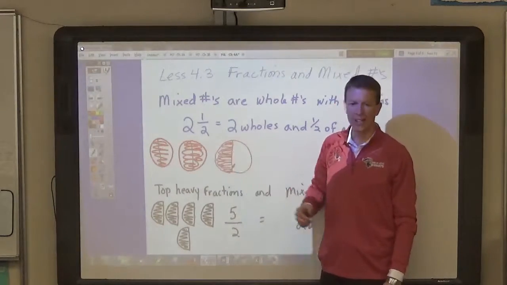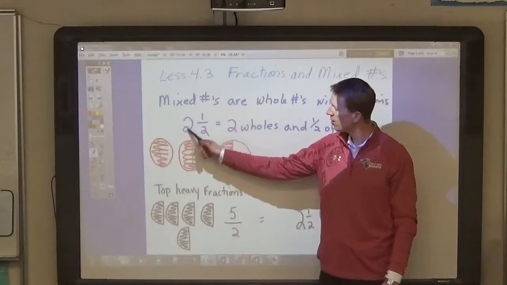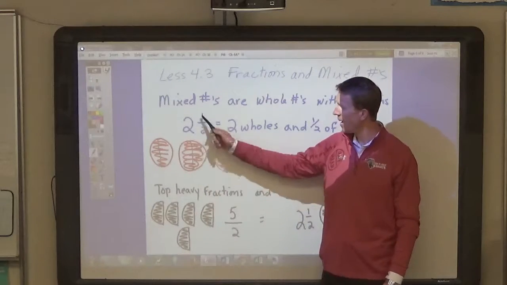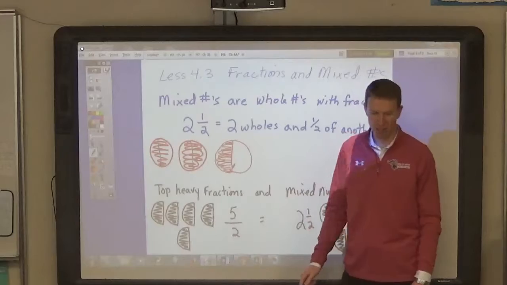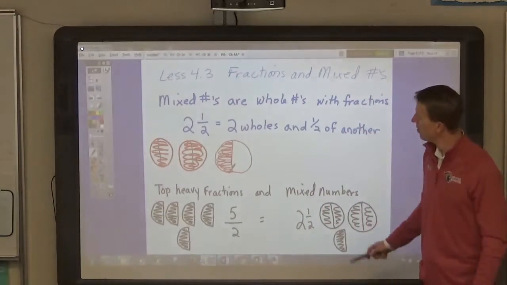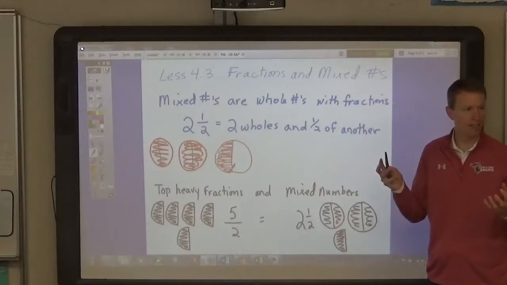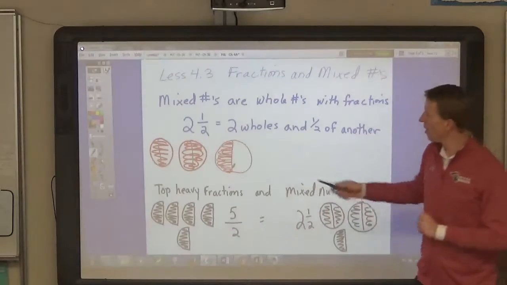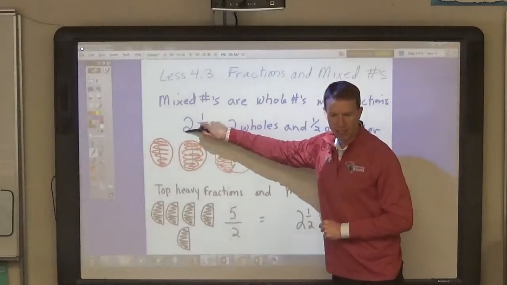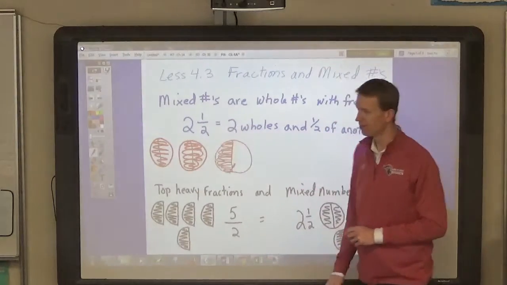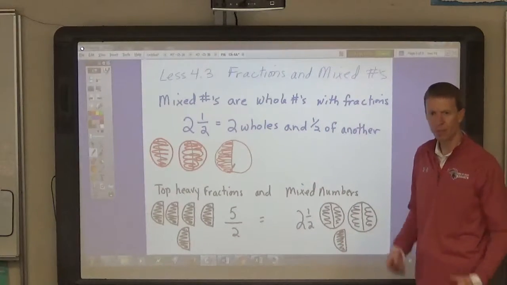This is how you would write that number. A big 2, and the fraction one half. So 2 wholes and 1 half. When you put those together, it's called a mixed number, because the big number is a whole number, and it's mixed with a fraction. Okay? Pretty simple, right?